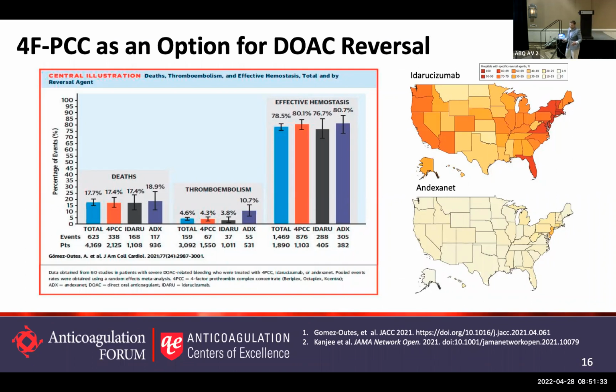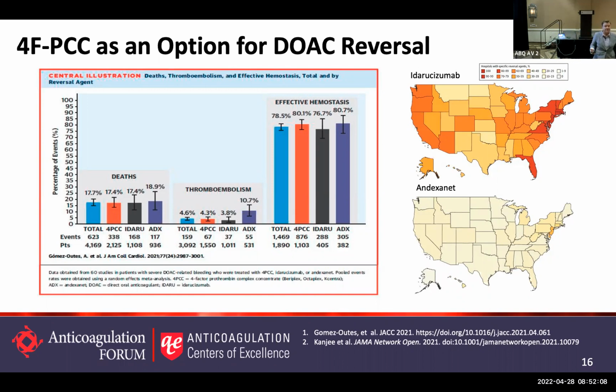This is based on a collective body of evidence, some of which is reflected in this graph to the right. This is a meta-analysis, so we're looking retrospectively at studies that were done, 60 studies, like 30,000 patients. On the far right, you're looking at effective hemostasis comparison between these drugs. There's really no significant difference whether you use PCC, idarucizumab, or Andexanet. And on the far left, there's really no difference in mortality either.